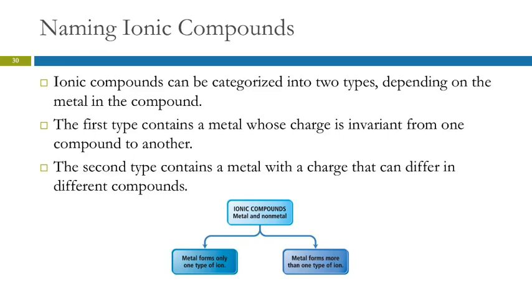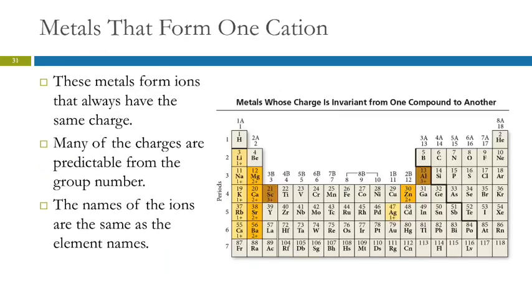So we use a Roman numeral to indicate the charge. It's a little bit, again, like naming people. You have John Smith, and you have John Smith Jr., and you have John Smith III and John Smith IV, right? You've all got the same name, but they're different people. So you need that suffix at the end of the name to specify which of those you're talking about. And that's what happens with this second type of metals. They can form different charges.